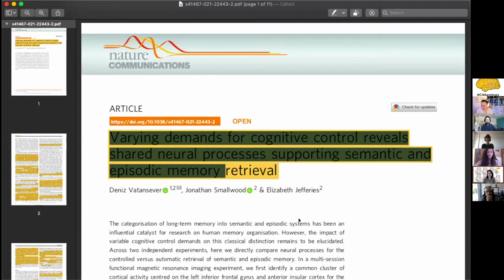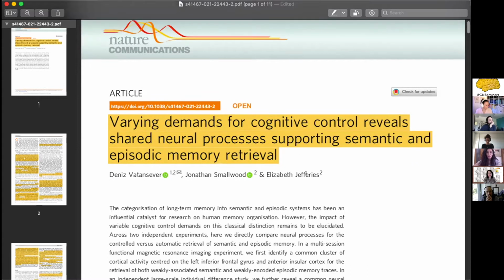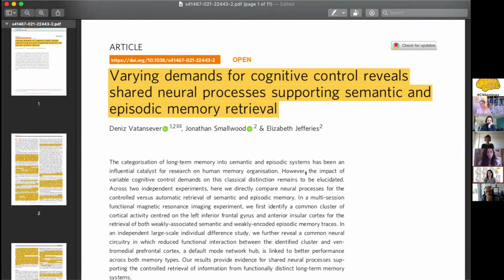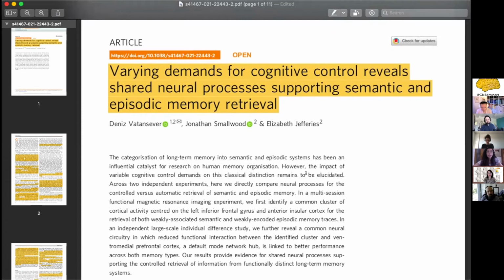Valentina, take it away. Okay, thank you for the introduction, Steph. This is actually a follow-up paper, following the discussion we had on cortical reinstatement in developmental amnesia patients. In particular, some questions in the session after the paper presentation were on the difference between semantic and episodic memory. So Stephanie brought this paper to my attention, and it's on how varying demands for cognitive control reveal shared neural processes supporting semantic and episodic memory retrieval.